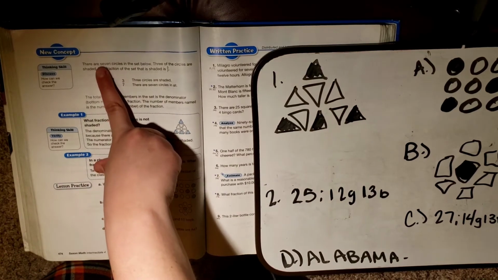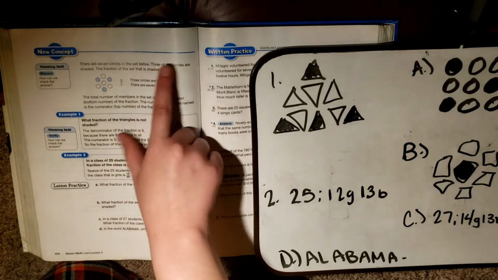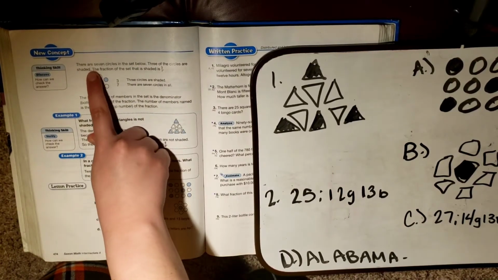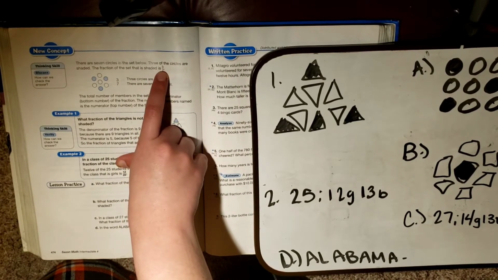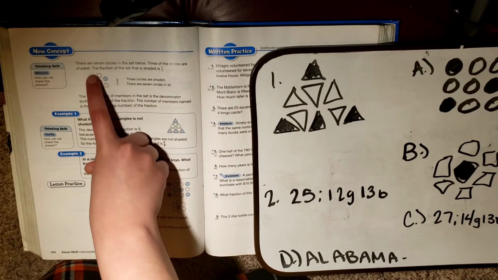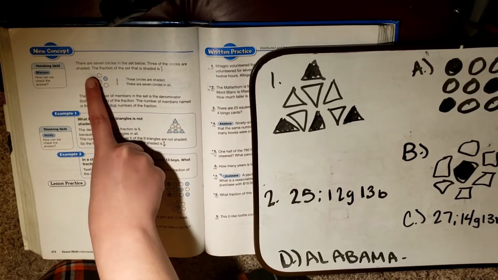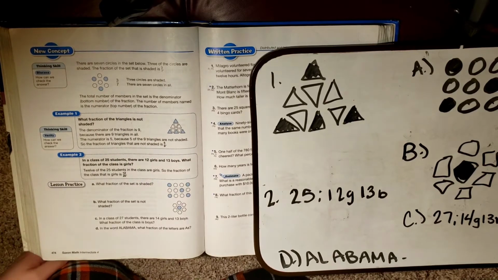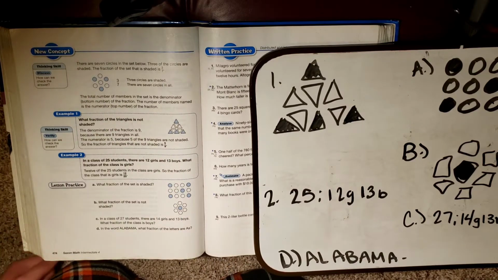So our new information says there are 7 circles in the set below. 3 of the circles are shaded. The fraction of the set that is shaded is 3/7. So you can count 1, 2, 3, 4, 5, 6, 7. So there's 7 circles altogether, and 1, 2, 3 are shaded. So very similar to when we just have a shape shaded. Now we're going with a set.